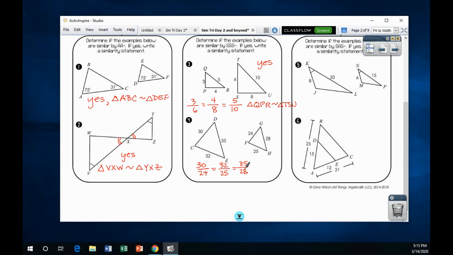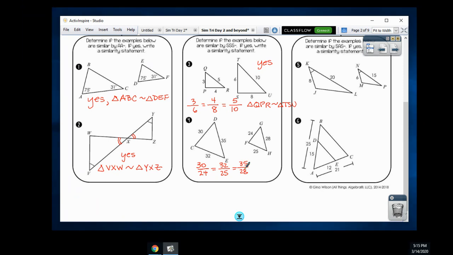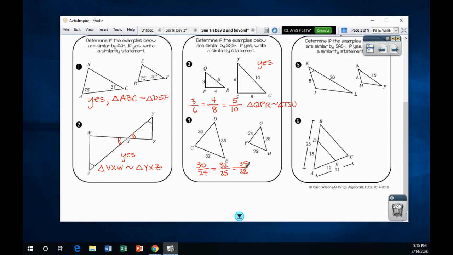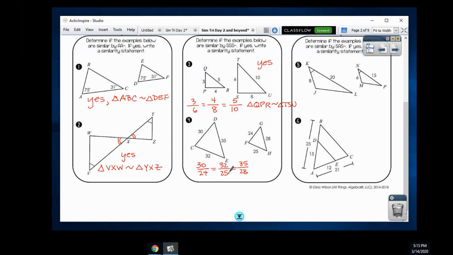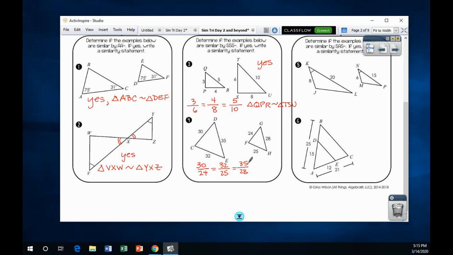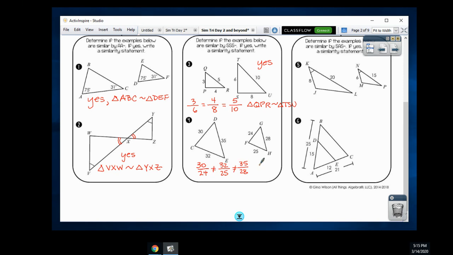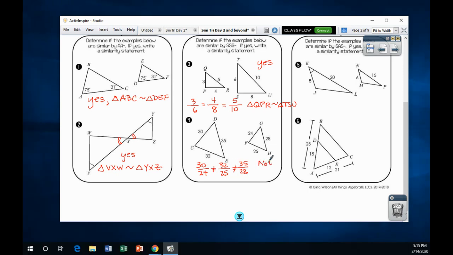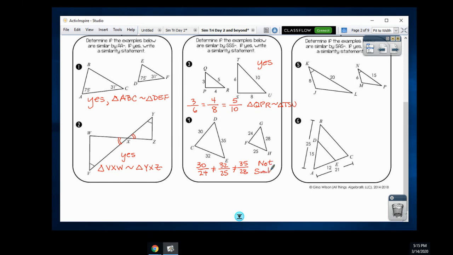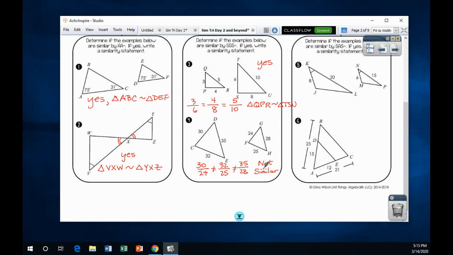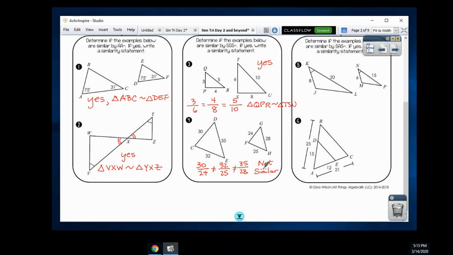okay? So if you took your calculator, or if you just reduce these fractions on your own, 30 over 24 is going to reduce, 6 goes into both of them. This is going to be 5/4. Well, 32 over 25 won't reduce, and neither will 35 over 28. So we would say these are not equal to each other. Therefore, these are not similar. Since the sides are not proportional, those two triangles are not similar.